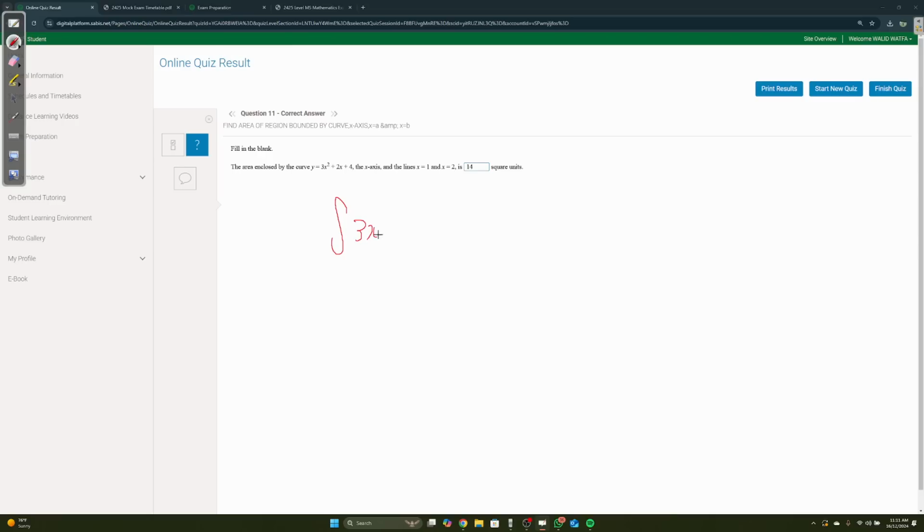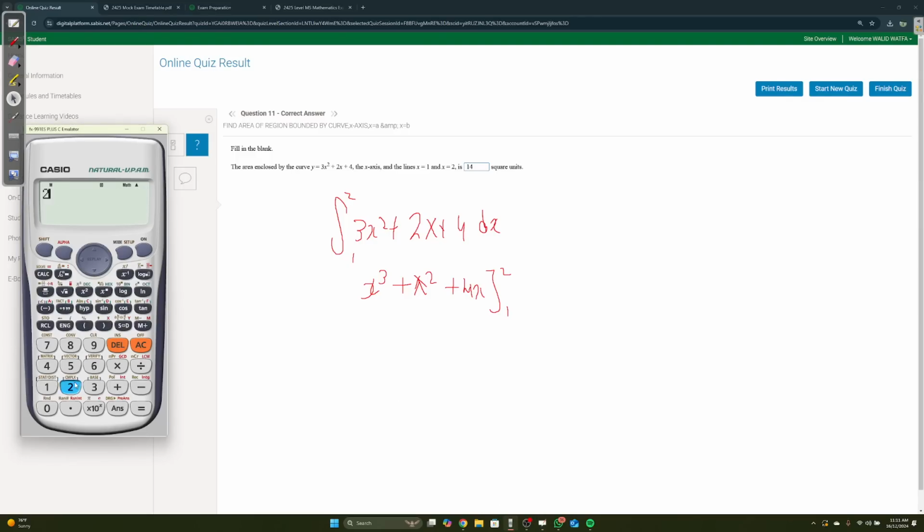We do the integral of 3x squared plus 2x plus 4 dx, and our boundaries are 1 until 2. Let's integrate this. You're going to get x cubed plus x squared plus 4x from 1 until 2. Handwriting is very bad, I'm sorry. So you can just do this on your calculator. 2 cubed plus 2 squared plus 4 times 2 minus, open bracket, 1 plus 2 plus 4.